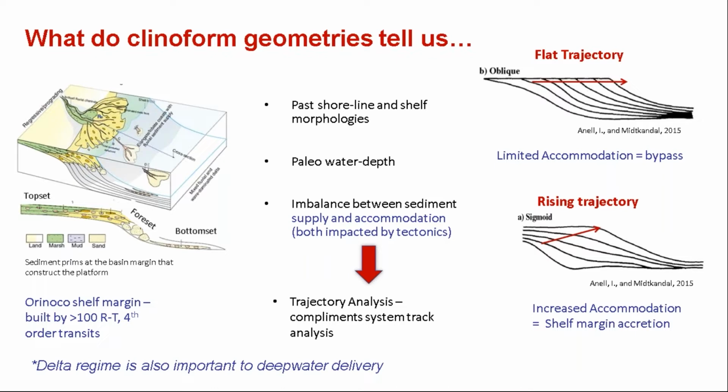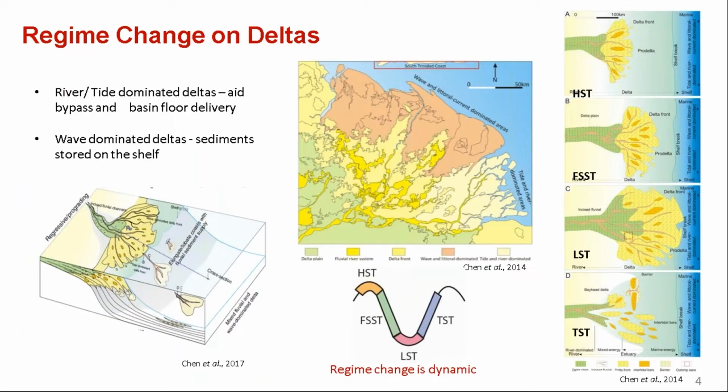Just as a side note though, delta regime is also really important for how sediments are dispersed beyond the shelf edge. And we should not forget that regime is very dynamic. As deltas prograde across the shelf margin through regression, they can change whether they are wave, tide or fluvial dominated. In general, we think that as deltas approach the shelf edge, they tend to become more wave dominant as they enter more open waters. And wave-dominated deltas tend to store more sediment on the shelf than river or tide-dominated systems.